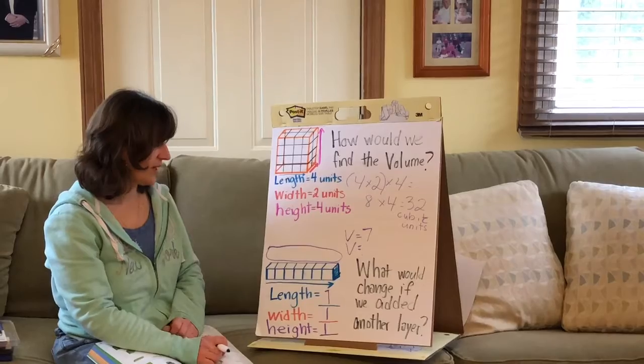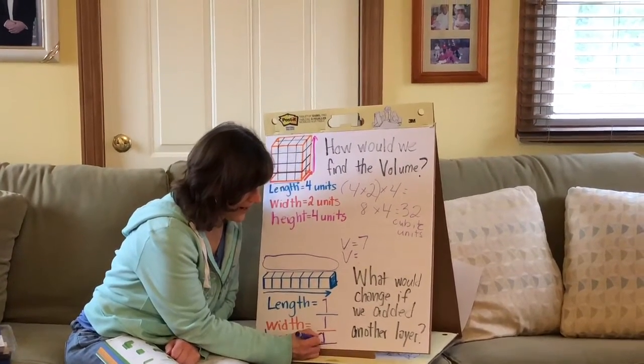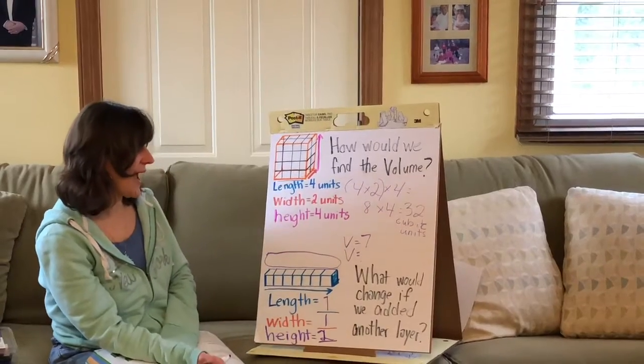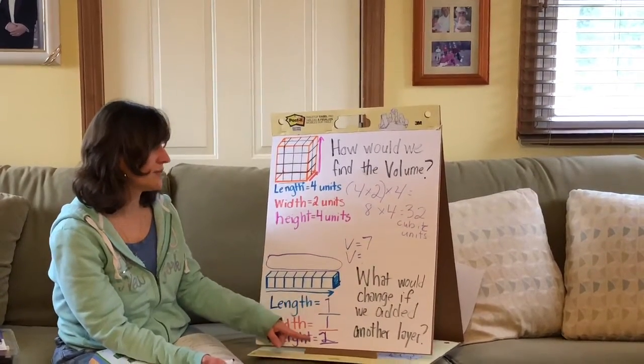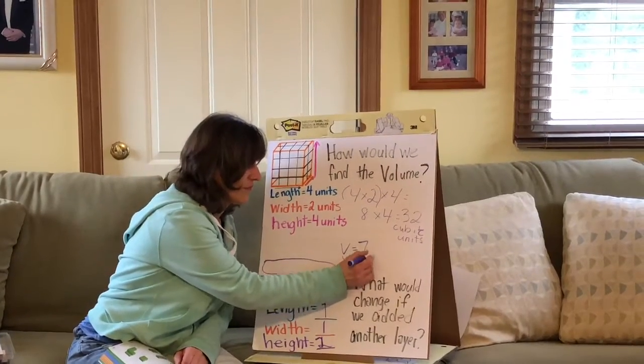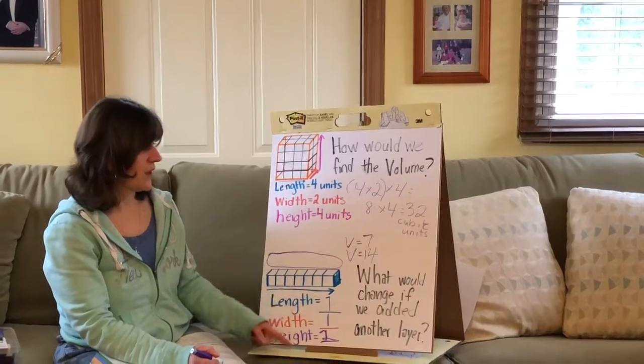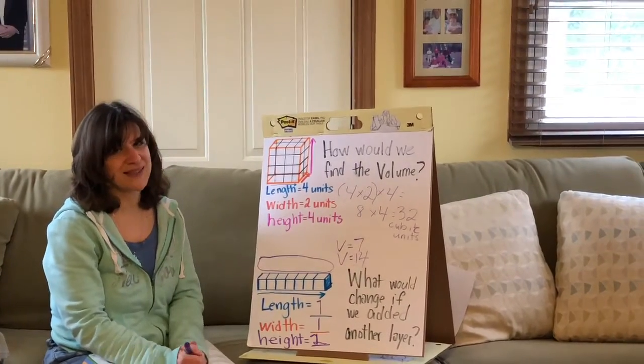But would the volume change if we added another layer? Yes. How would it change? It will go to 2. Yes, the height would be 2. And so now it's 7 times 1 times 2, which is 14. 14. So if a dimension changes, the whole volume changes.